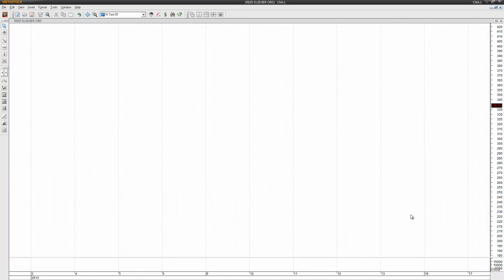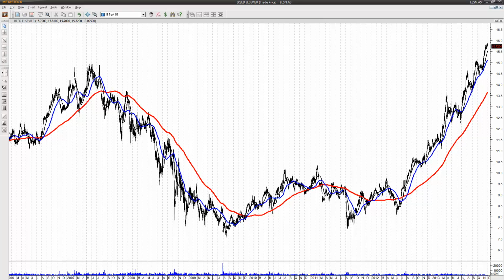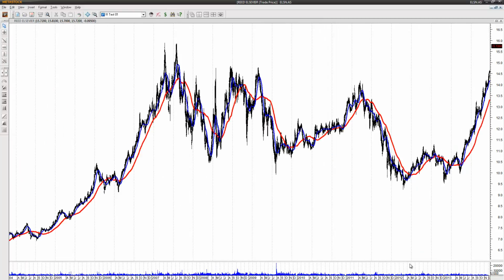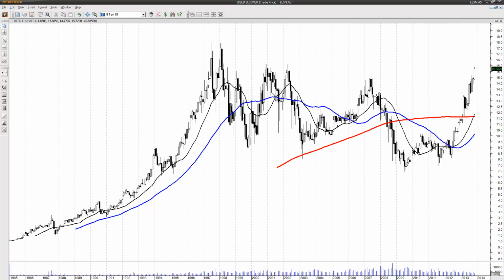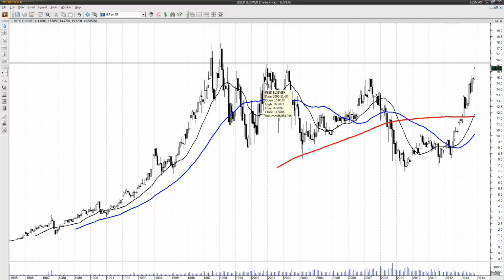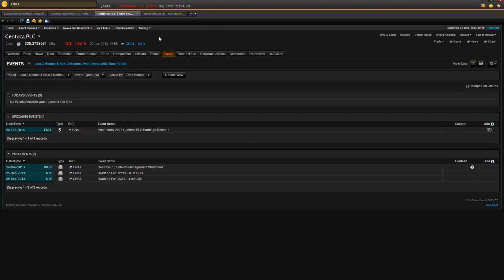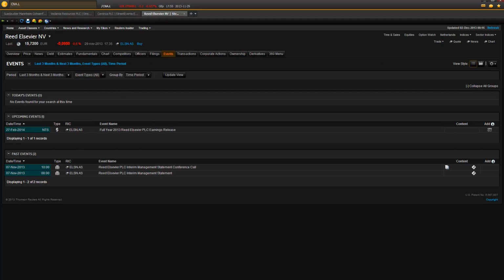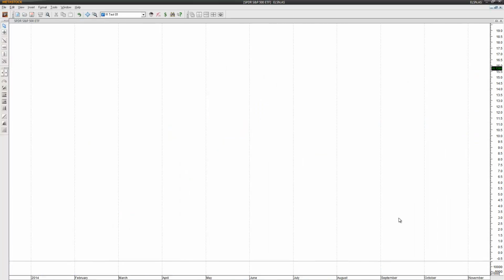Okay, I'm going to take the next one, REN Elsevier. You can easily find your high peak. This is the highest peak around the millennium, and that has a value of 16 and 19. 16 euros and 19 cents. That's where I put in my short sell limit order. Check for earnings on Reed Elsevier. No earnings. Okay, take a look at the next chart.